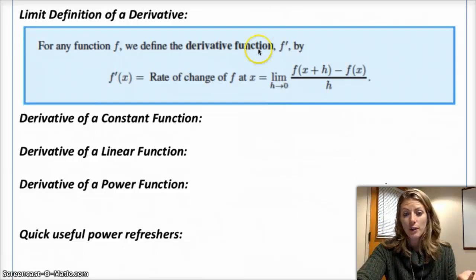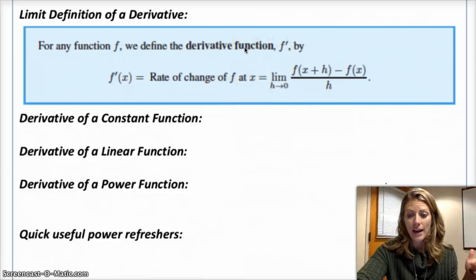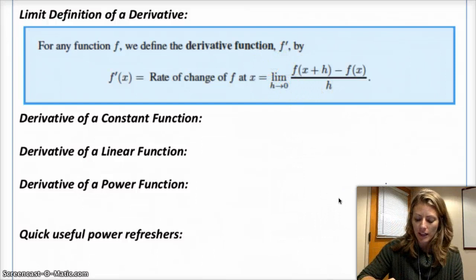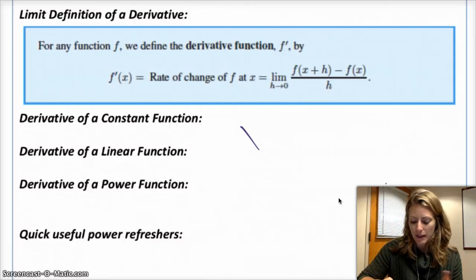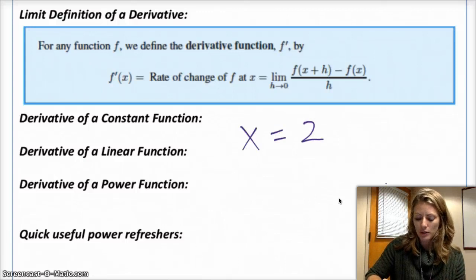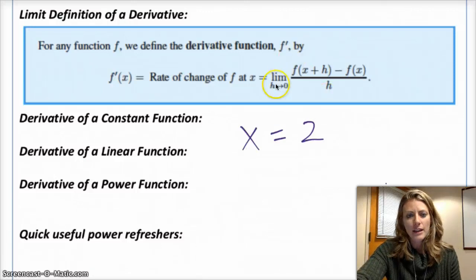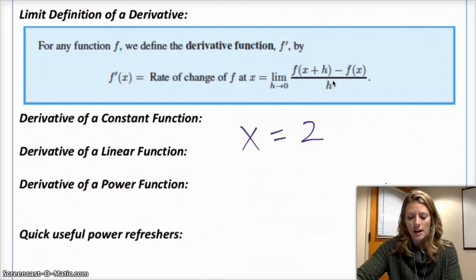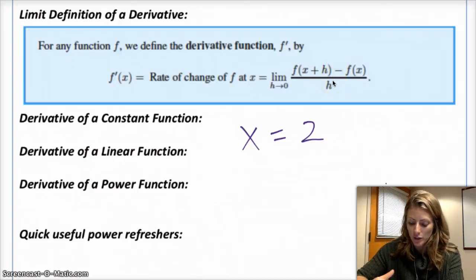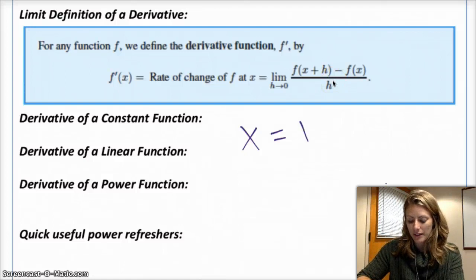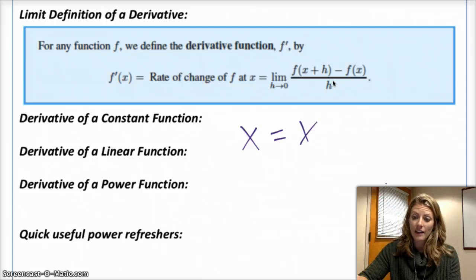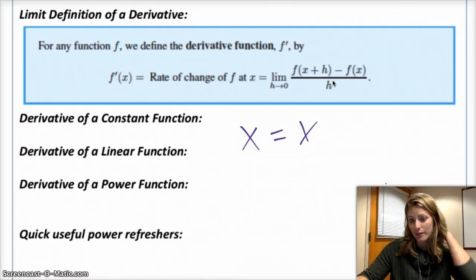So up until this point, we've only done the derivative at a point using the limit definition. That was like if my x value is 2, then I would do the limit as h approaches 0 of f of 2 plus h minus f of 2 over h. In this case, we are just doing the case where x is equal to x, so we're doing it at any value of x.